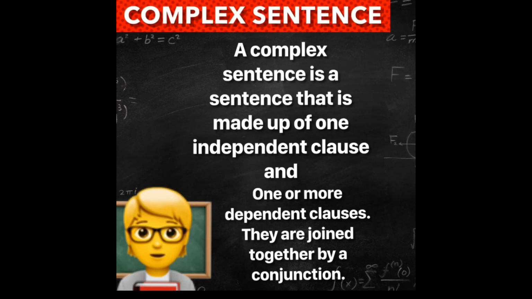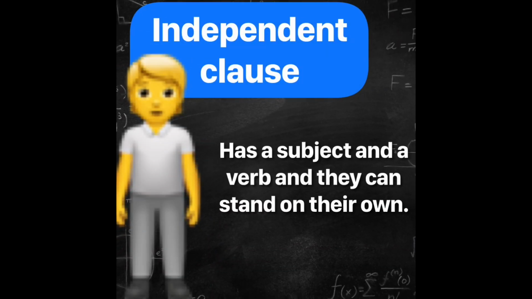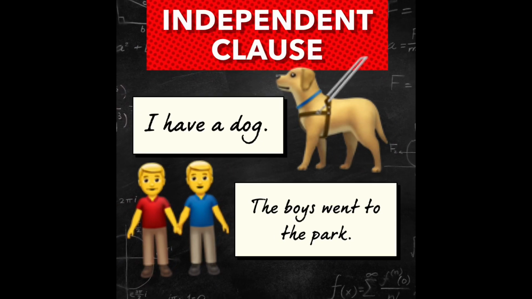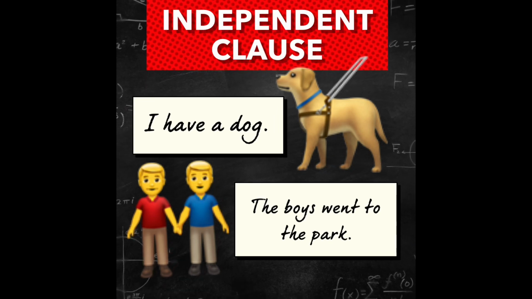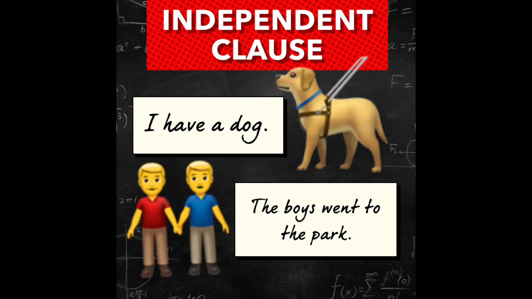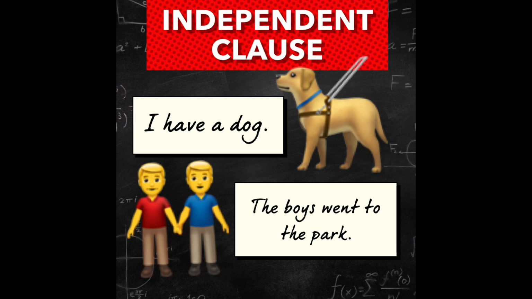A complex sentence is a sentence that is made up of one independent clause and one or more dependent clauses. They are joined together by a conjunction. Independent clause. Independent clauses have a subject and a verb, and they can stand on their own. Now let's have a look at few examples for the independent clause. I have a dog. The boys went to the park. So both of these sentences show complete meaning and they can stand on their own.